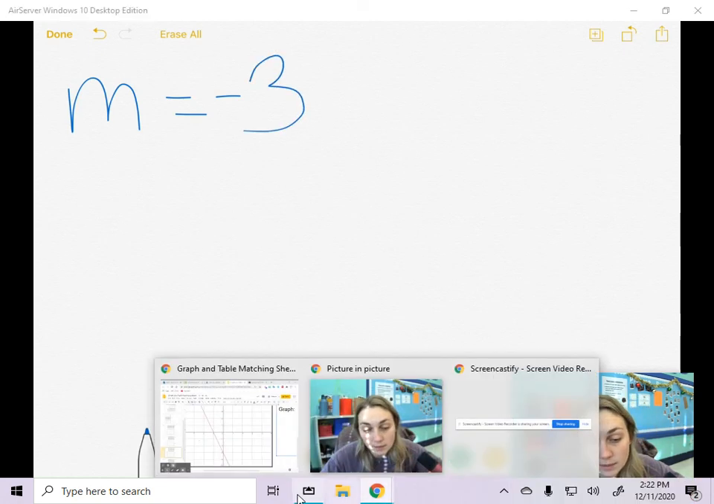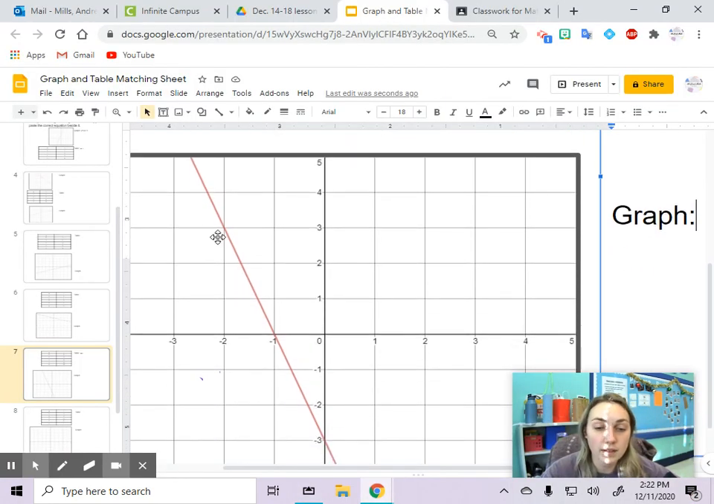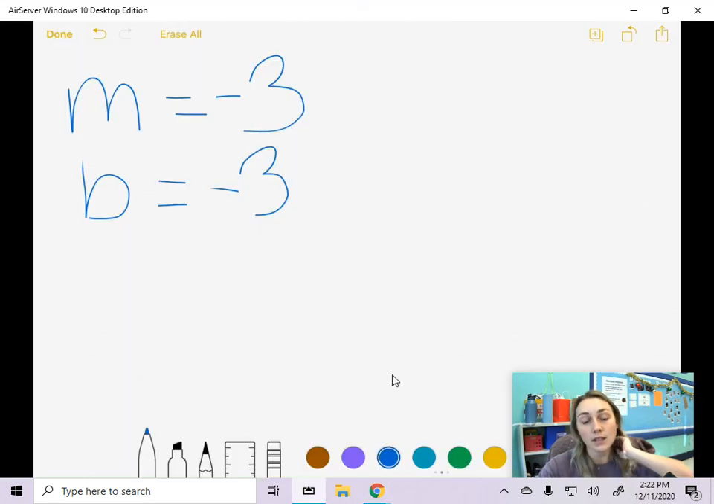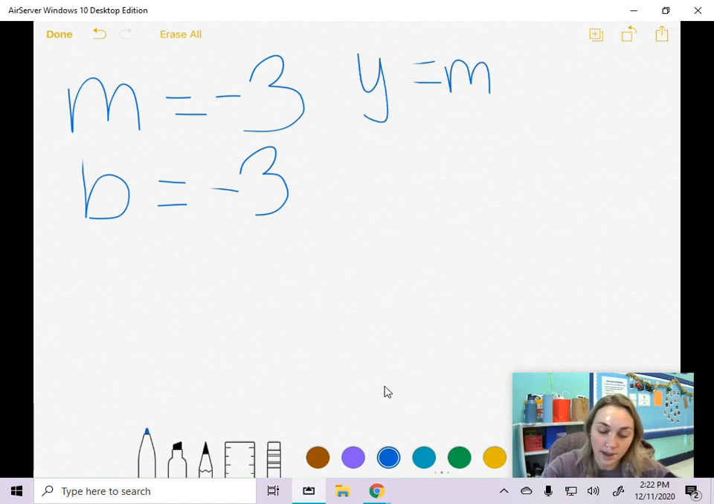Now we need the y-intercept. So again, the y-intercept is where this line crosses this vertical axis. And if we follow the line, it crosses at -3. So b equals -3. Now that we have our slope and our y-intercept, we can put it into the slope-intercept form, which is y equals mx plus b. m is -3, so I'll go ahead and plug that in.